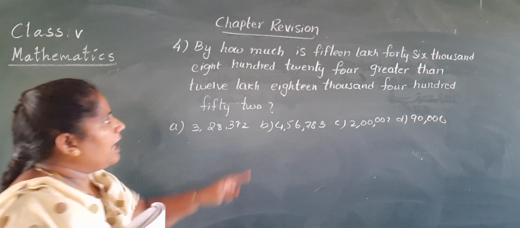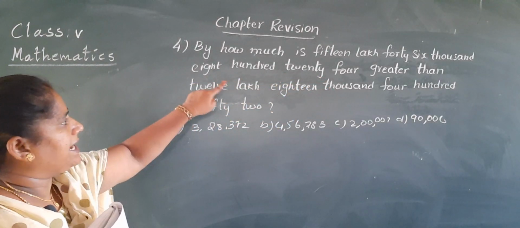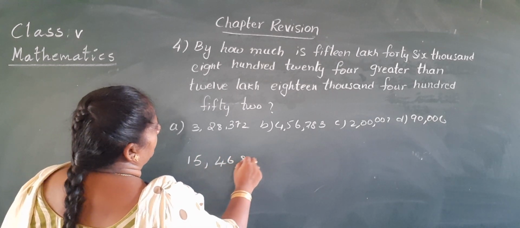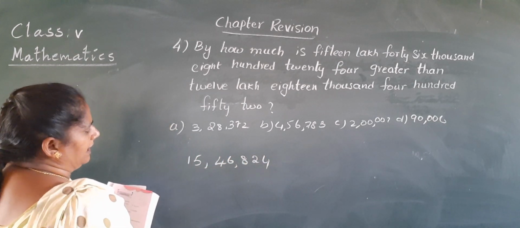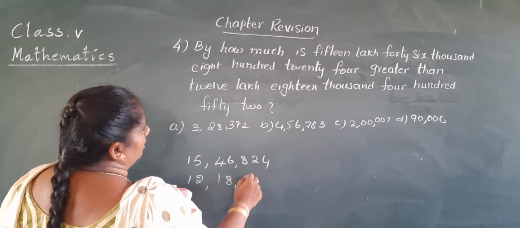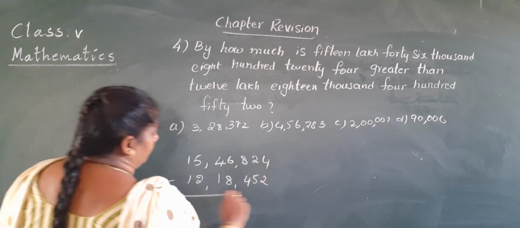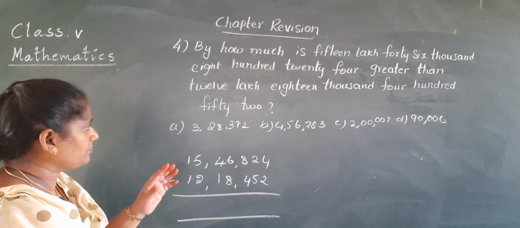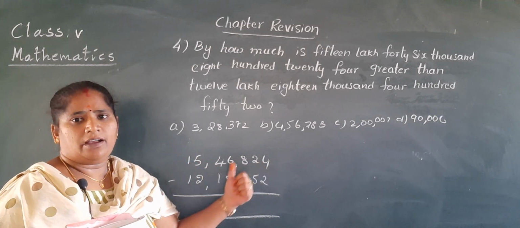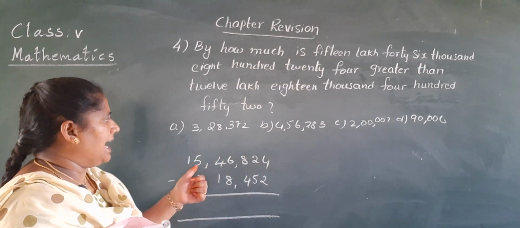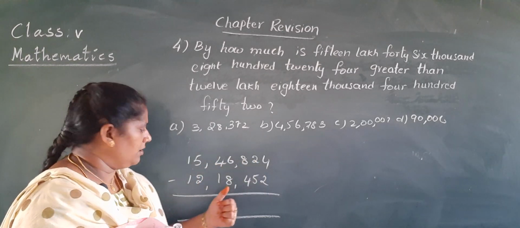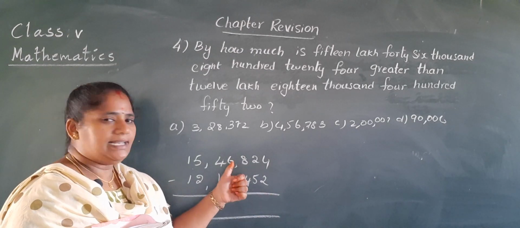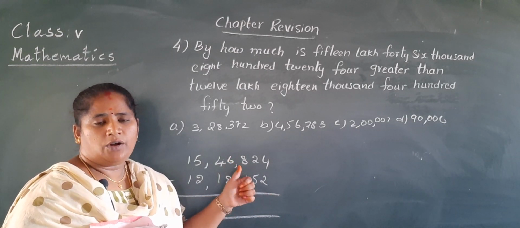They are given: by how much is 15,46,824 greater than 12,18,452. They are given in word form, so first you note down, first you write in the numeral form, after that you do the subtraction. So 15,46,824, 12,18,452. Okay? This one is greater. How much is greater? How do you get this answer?